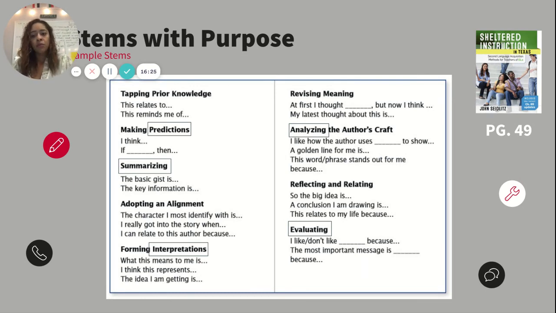So just look for these pages, open your book up to these pages, and pause the video and take a moment to highlight some of the verbs that you see.